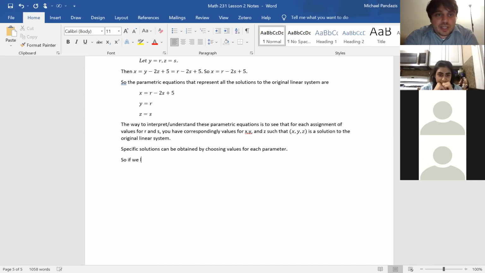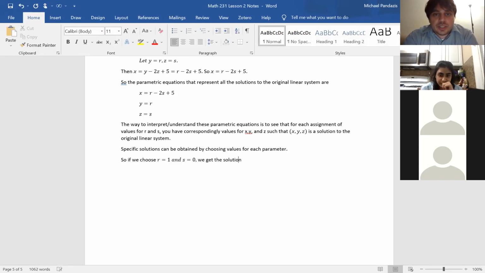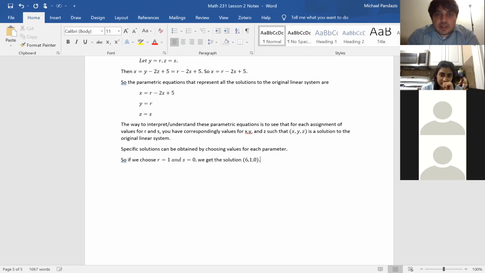So if we choose r equal to 1 and s equal to 0, we get the solution. If r is equal to 1 and s equals 0, you get 1 minus 0 plus 5, which is 6. Then r is 1, so y is 1, and s is 0, so z is 0. So if we choose r equals 1, s equals 0, we get the solution 6, comma, 1, comma, 0.